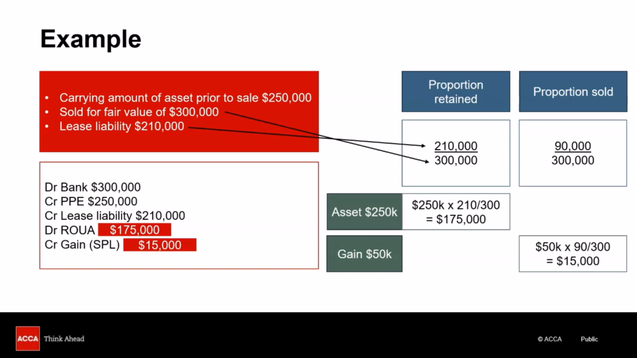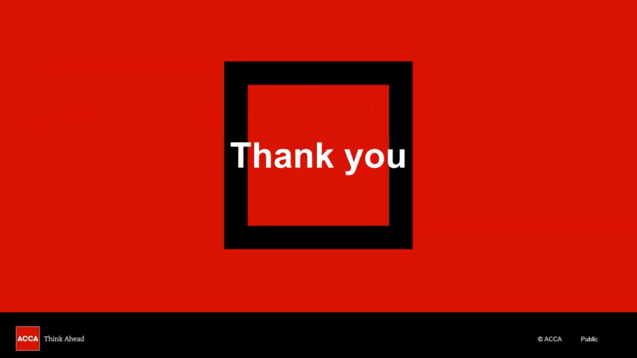So in your exam also, you need to remember the formula, apply the formula to identify what amount has been retained and what has been sold, and then recognize the right of use asset and the profit or loss on disposal accordingly. This was all with the lease accounting. I hope you have found it useful. Please do a lot of practice of this.